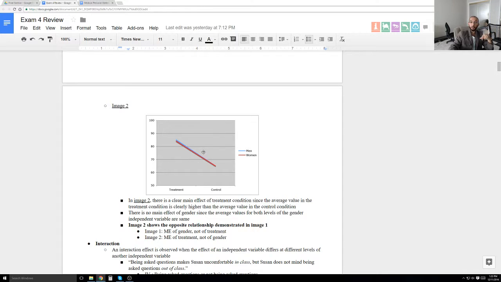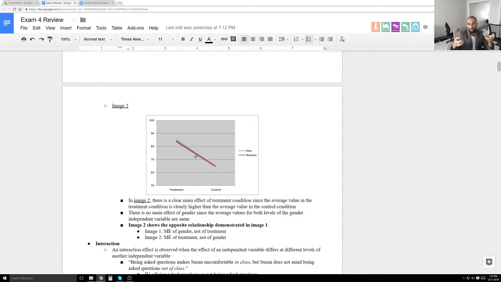Let's take a look at image 2 by contrast. In image 2, if we look at the average for the treatment versus control, the average for treatment is clearly higher than the average for control. But if we average across men and women, the averages are going to be pretty much the same. The lines are pretty much the same.